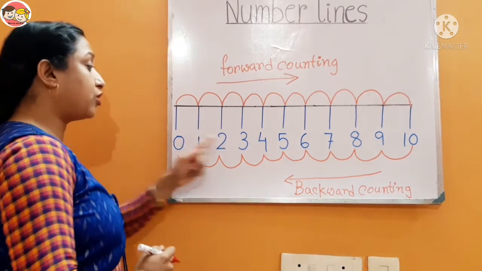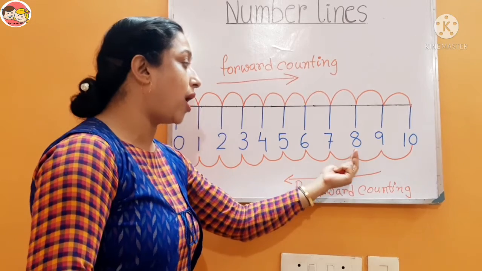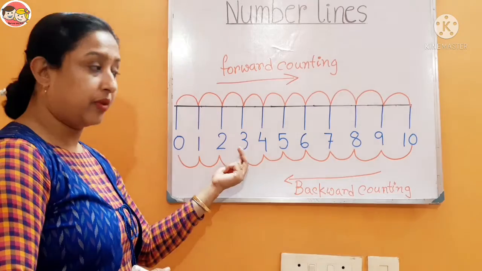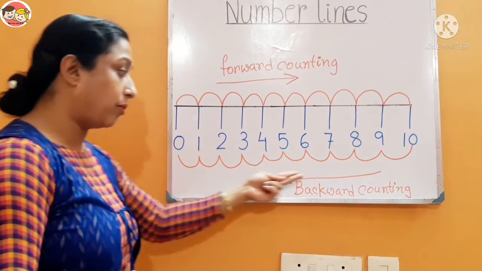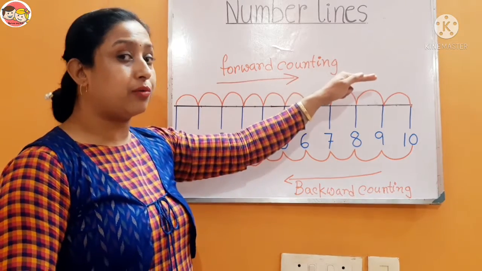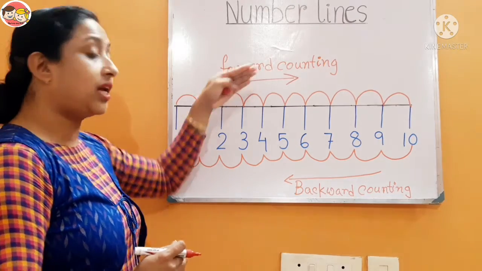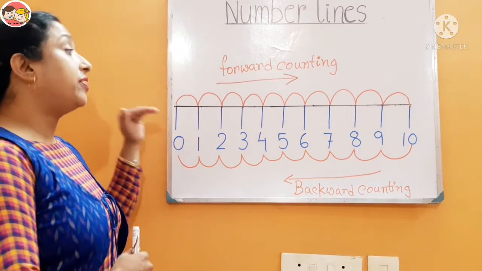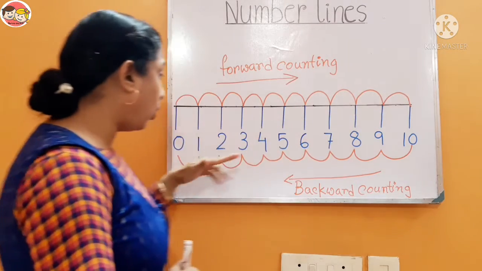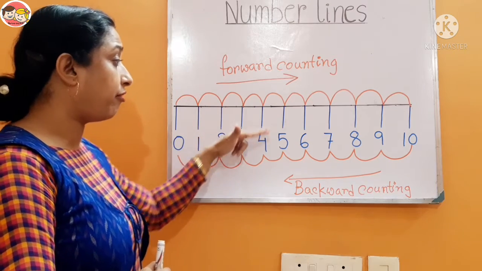Backward counting. So observe very carefully here. The number is decreasing one by one every time. So that's why this one is called backward counting and this one is called forward counting. So children, what is the difference between forward counting and backward counting? The number increases in forward counting. Look, the number is increasing one by one every time.